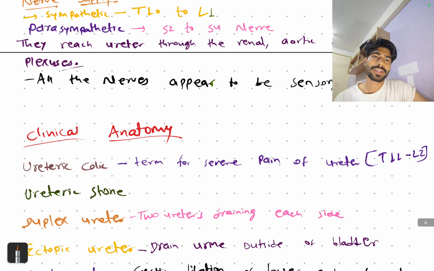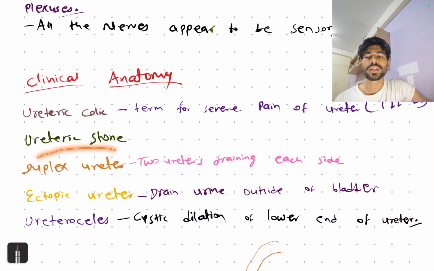Now let's talk about the clinical applications of this ureter anatomy. There can be ureteric colic. Colic means pain, meaning there can be severe pain of the ureter, and the nerve supply for that is T11 to L2. Then there can be a ureteric stone, meaning a stone in the ureter. It is a very common issue. Then there can be a duplex ureter.